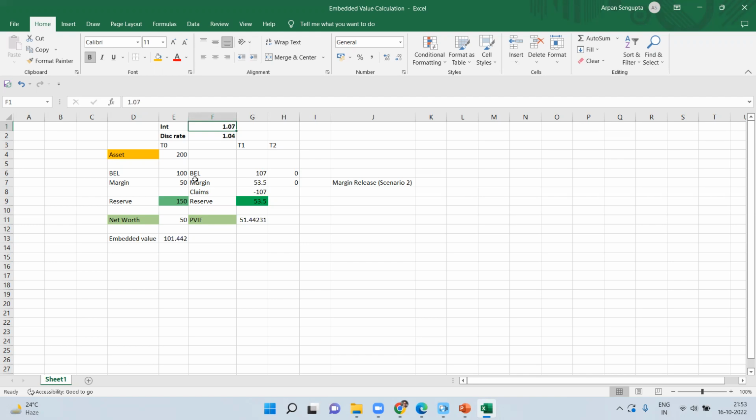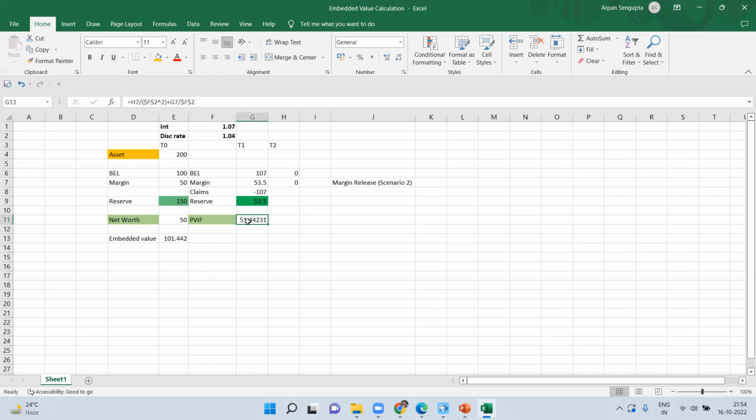So that would mean there are two impacts. First, the BEL is increasing, so the margin is increasing. Because our actual experience is the same as the expected or best estimate experience, this 107 that is coming here, the same amount is coming here, and that is getting nullified. But the margin that we are keeping is increasing because our BEL is increasing. That is one factor contributing to a higher release of PVIF. And the discounting factor is the same, 1.04, and that's why the PVIF component increases.